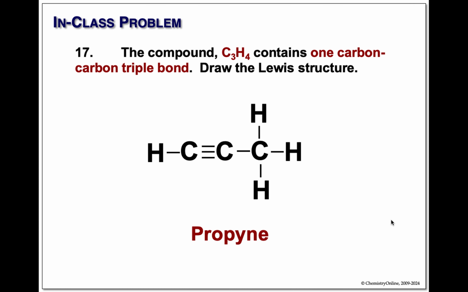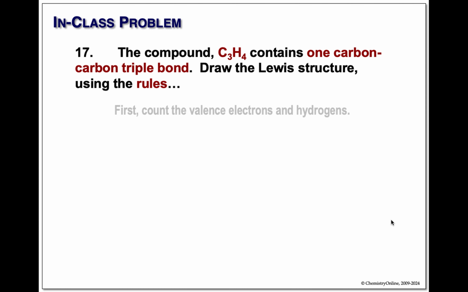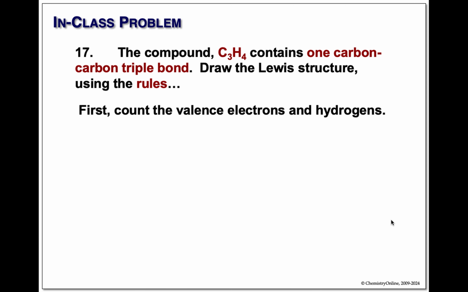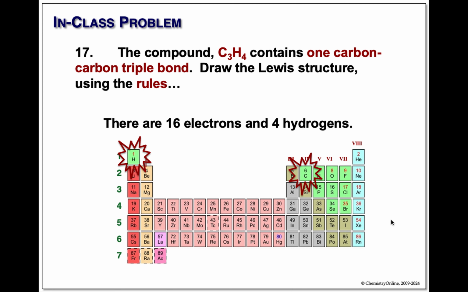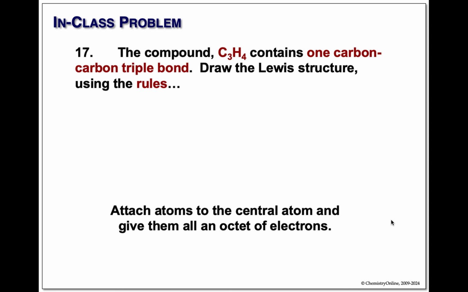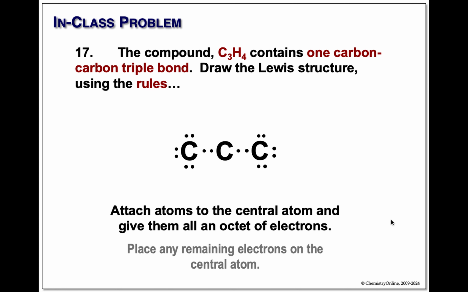By the rules, first we count the valence electrons and the hydrogens. There's carbon, that's hydrogen. We have 3 carbons and 4 hydrogens, 16 electrons. Attach atoms to the central, so one of the carbons the middle, and give them all an octet. So these all have an octet, and the carbon doesn't. Place remaining electrons on the central atom. Well, we've used them all, so we can't do that.